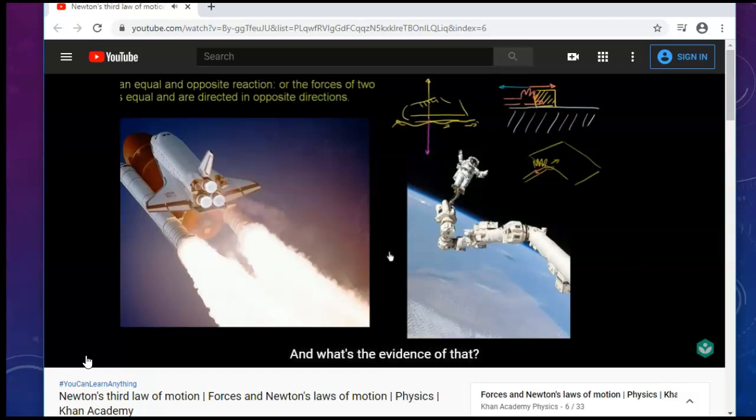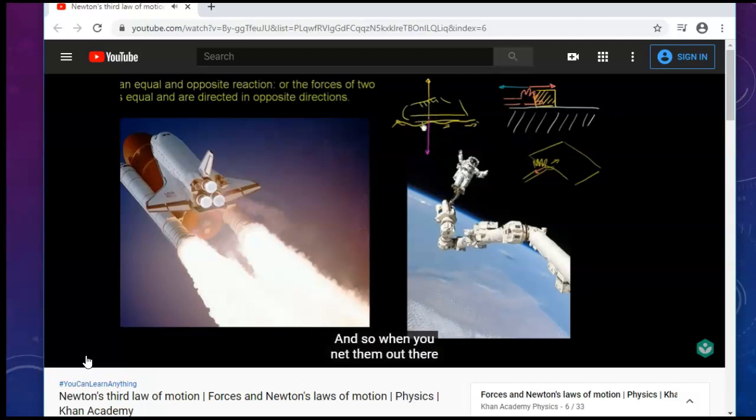And what's the evidence of that? Well, if you believe Newton's second law, if you have this gravitational force on you, you should be accelerating downwards unless there is some other force that balances it out. And the force that balances it out is the force that the beach or the sand is exerting on you upwards.